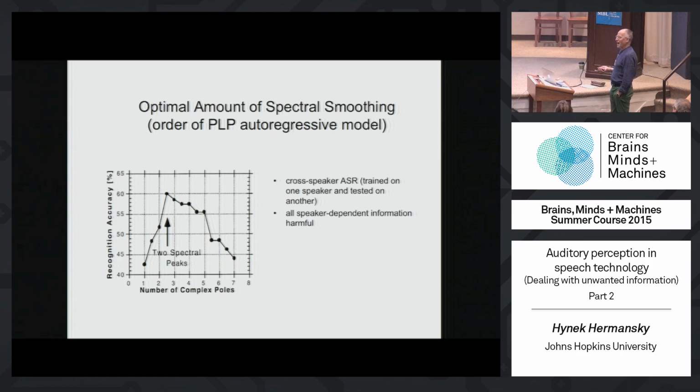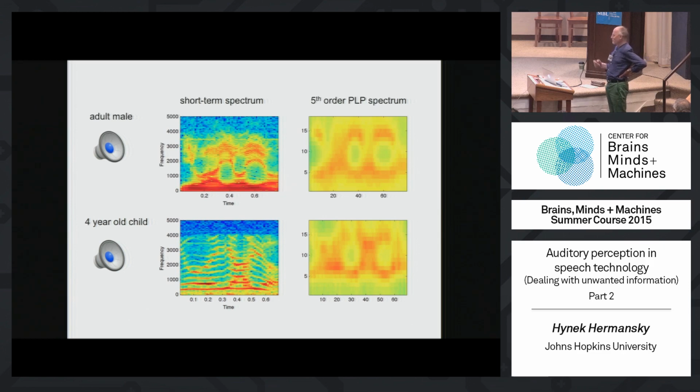So we didn't know how much smoothing we should do if we want to derive really speaker-independent representation. So we ran experiment for number of smoothing, number of complex poles telling you how much smoothing you get through autoregressive model. And there was a very distinct peak in the situations where we had a training coming for templates coming from one speaker and a test coming from another speaker. When we use this kind of representation in the speech recognition, I mean to derive the features from the speech, suddenly these two pictures start looking much more similar.